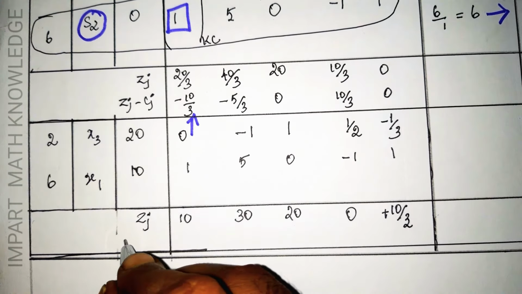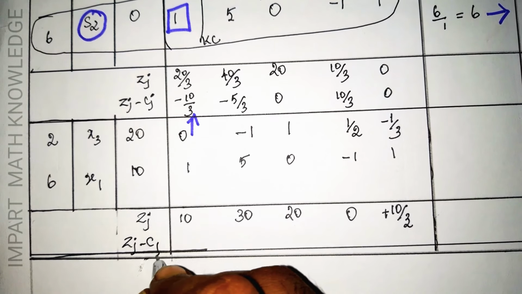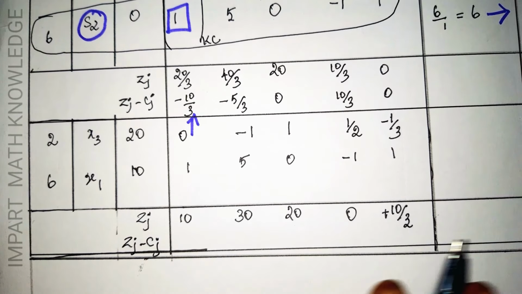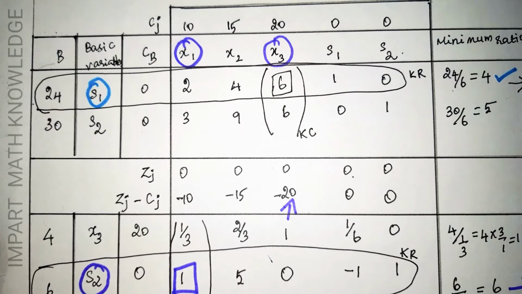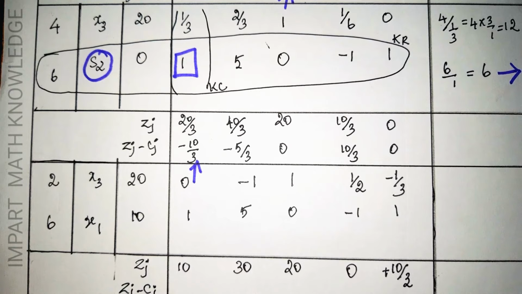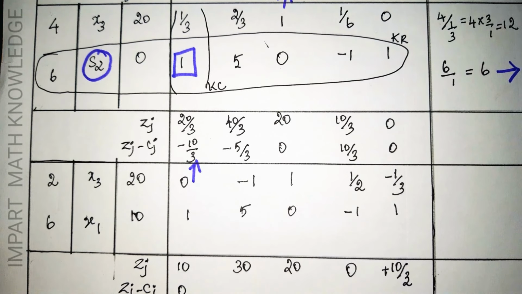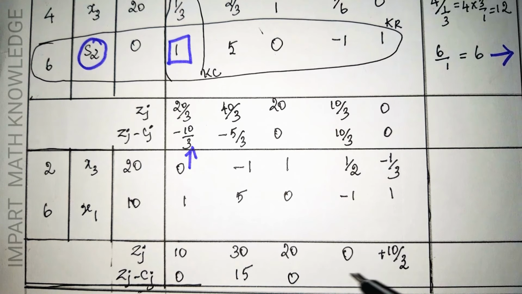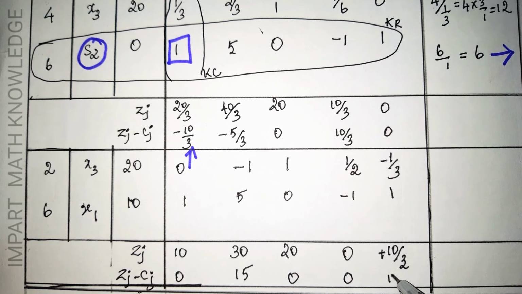Now we have to find Zj minus Cj. Zj is here. Cj is at the top. You have to subtract. 10 minus 10 is 0. 30 minus 15 is 15. 20 minus 20 is 0. 0 minus 0 is 0. 10 by 3 minus 0 is 10 by 3. Zj minus Cj value is over.